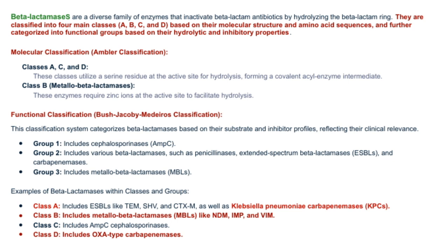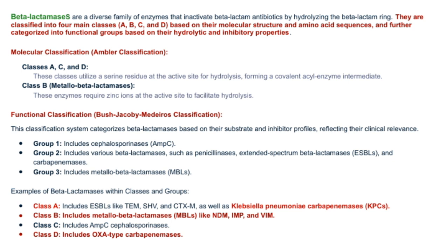Switching gears to the functional classification, which is the Bush-Jacoby-Medeiros system. This system groups beta-lactamases based on what antibiotics they can break down and how they respond to inhibitors. For example, Group 1 includes cephalosporinases, like AmpC enzymes. Group 2 is broader and includes penicillinases, extended-spectrum beta-lactamases, or ESBLs, and carbapenemases. Lastly, Group 3 is mainly the metallo-beta-lactamases, the MBLs we just talked about.